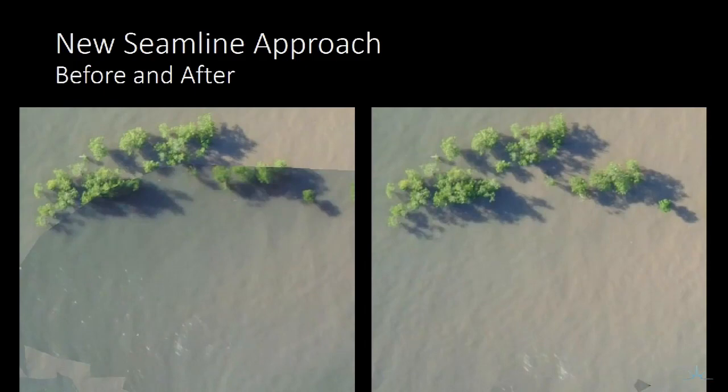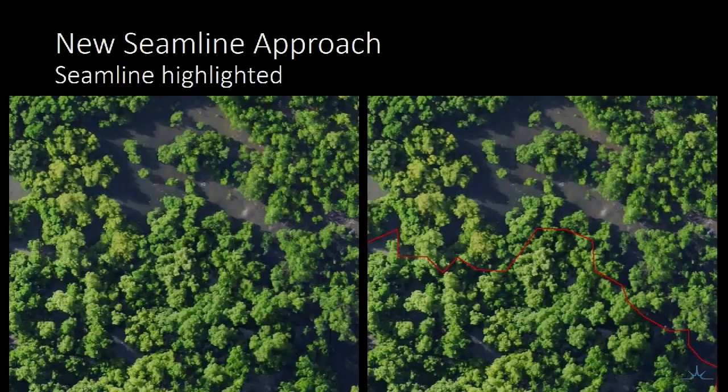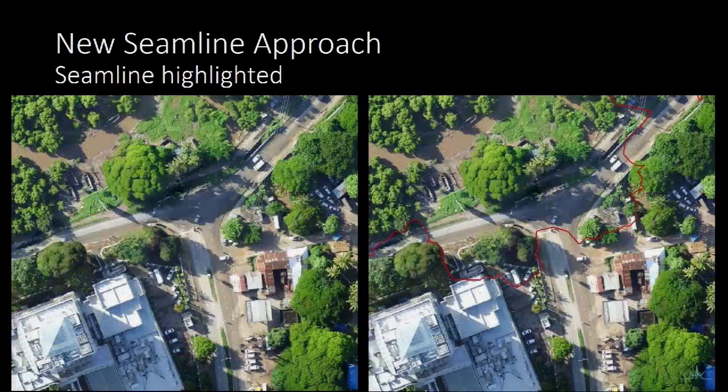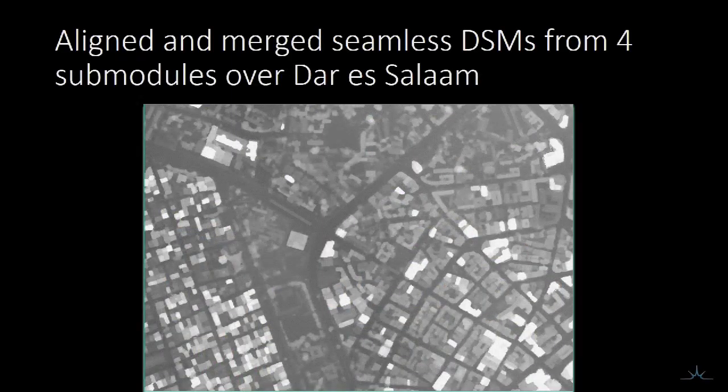Although these are both cheating because we actually moved the seam line completely off the scene. So let's look at one where the seam line is actually in the scene. And it looks pretty good.